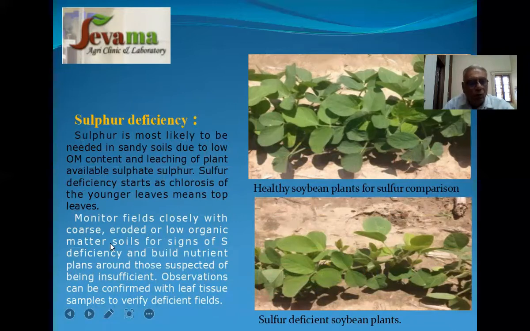Monitor fields closely with coarse, eroded, or low organic matter soil for signs of sulfur deficiency, and build nutrient plans around those suspected of being insufficient. Observation can be confirmed with a leaf tissue sample to verify the deficient phase. So we can know the deficiency through soil analysis or through plant analysis. If you carry out soil analysis of the healthy plant and the sulfur deficient plant, you will get low sulfur content in the sulfur deficient soybean as compared to the healthy plant.